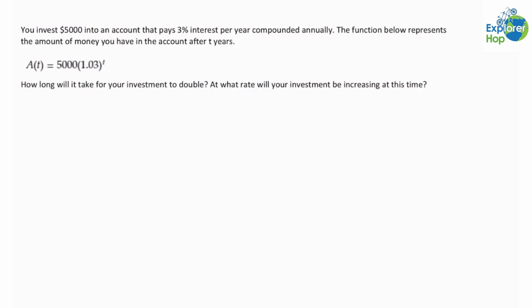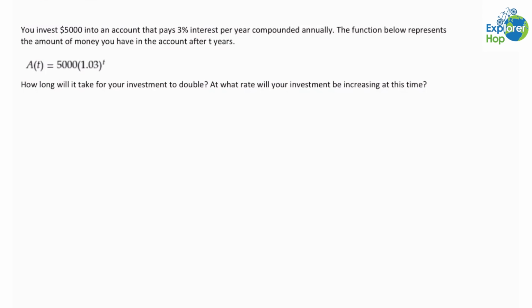For this example, we're told that you invest $5,000 into an account that pays 3% interest per year, compounded annually. The function below represents the amount of money you have in the account after t years. The function we're given is A(t) = 5,000 times 1.03 to the power of t. And we're asked, how long will it take for your investment to double? And at what rate will your investment be increasing at this time?